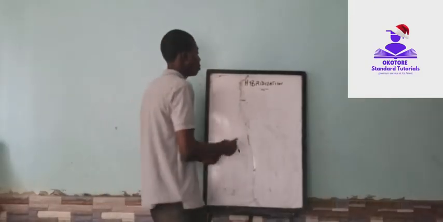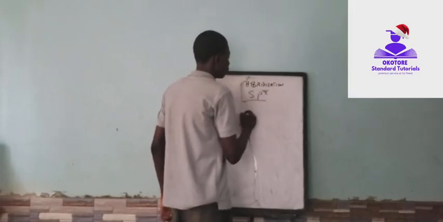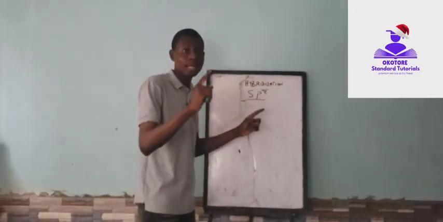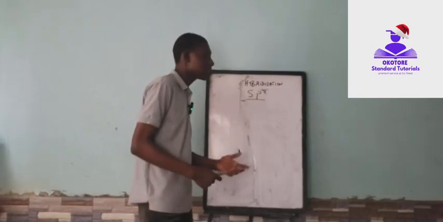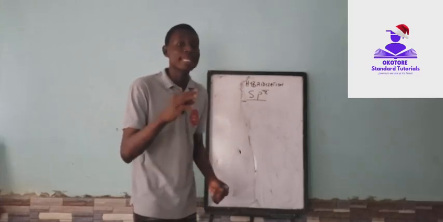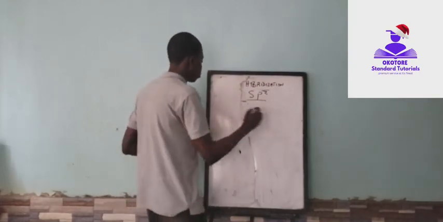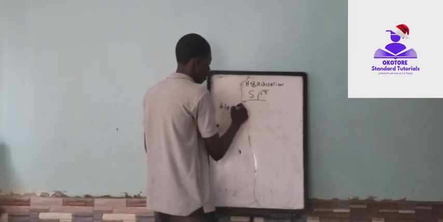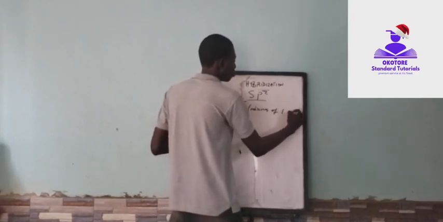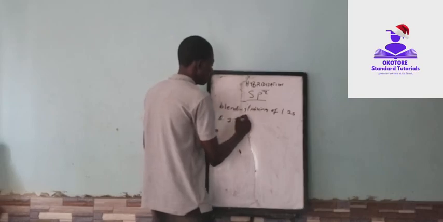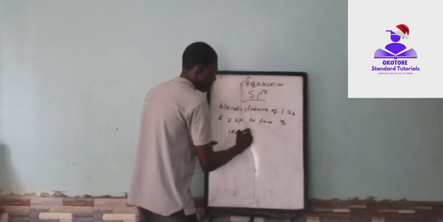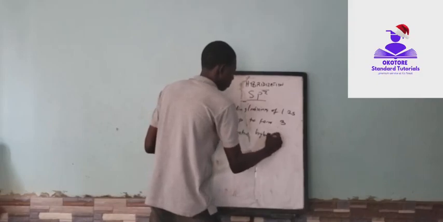Okay, now let's move to sp2 hybridization. Now in sp2 hybridization, I would love you to define that for me. Automatically think, what is the power of s here? 1. What's the power of p here? 2. So automatically sp2 is the blending or mixing of what? 1 2s and 2 2p to form what? 3 identical hybrid orbitals. So let us write that down. So we have sp2 is the blending or mixing of 1 2s and 2 2p to form, what's 1 plus 2? Everybody? 3 identical hybrid orbitals.